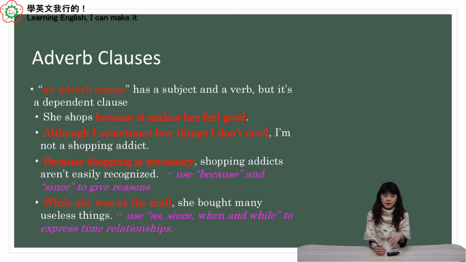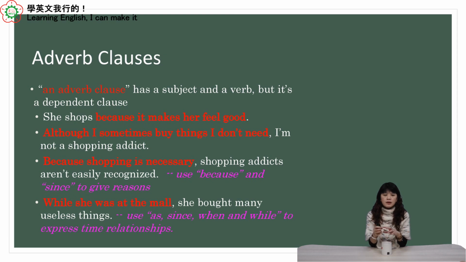Sentence number 3: Because shopping is necessary, shopping addicts aren't easily recognized. So "because" here gives the reason. Some people will use "since." Because and since are pretty similar. Both give reasons. So the adverb clause here is "because shopping is necessary." This is a dependent clause. It must go together with another independent clause.